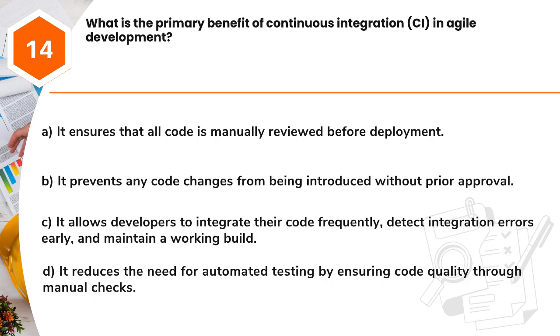Question 14. What is the primary benefit of continuous integration, CI, in Agile development? A. It ensures that all code is manually reviewed before deployment. B. It prevents any code changes from being introduced without prior approval. C. It allows developers to integrate their code frequently, detect integration errors early, and maintain a working build. D. It reduces the need for automated testing by ensuring code quality through manual checks.